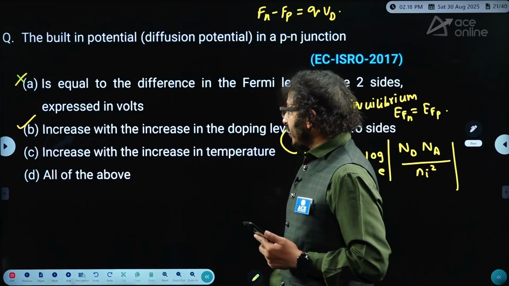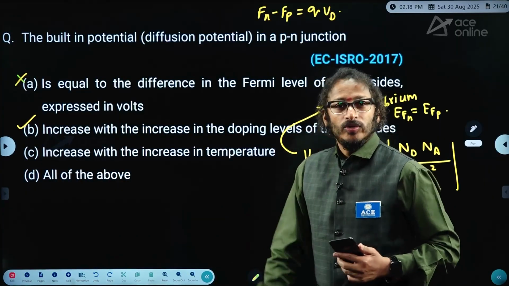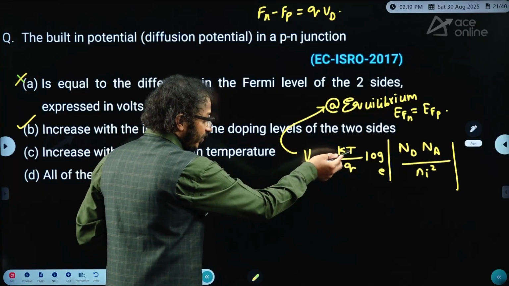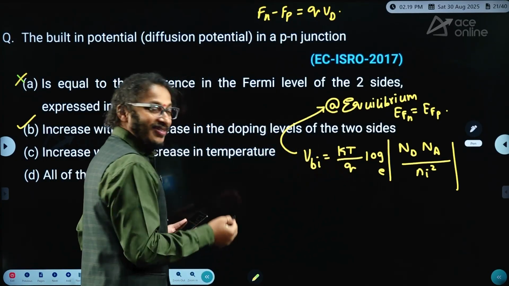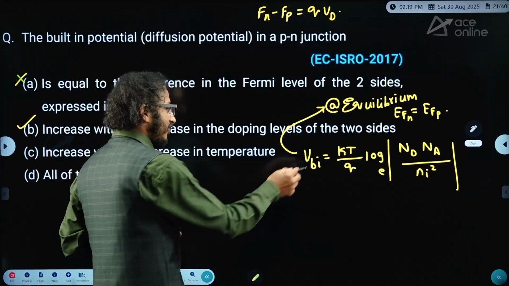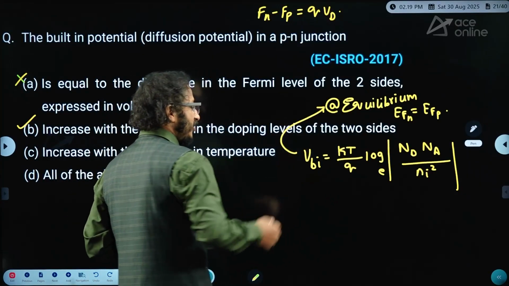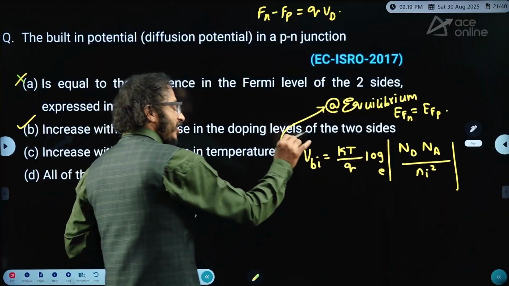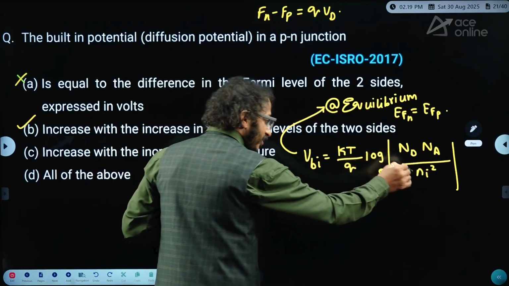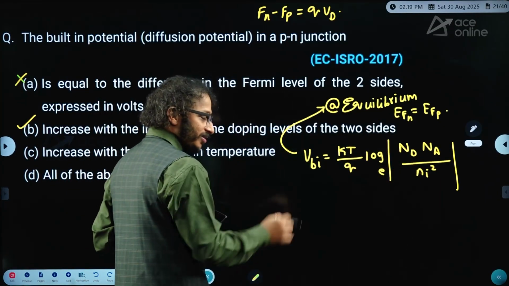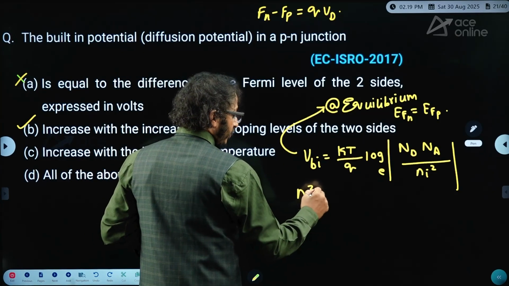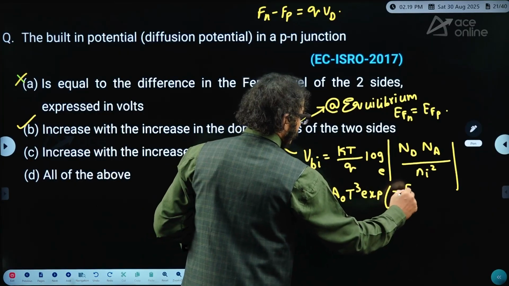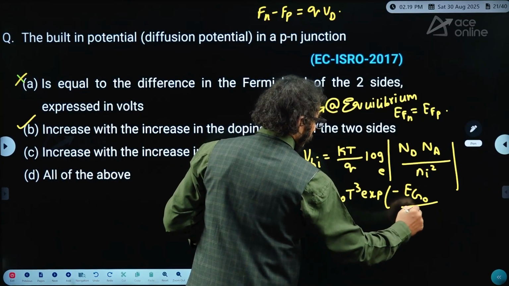What about option C? Increases with increase in temperature. No. Some students are misunderstanding that. They say, sir, temperature is here, so if temperature increases, built-in voltage increases. No, I clearly specified in the class, not only here do I have temperature. This is also a place where temperature exists: Ni square. Ni square equals A naught T cube exponential minus Eg naught by KT.